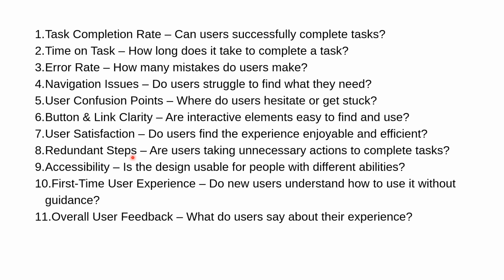Then redundant steps, or the users taking unnecessary actions to complete the task. This is also very important because they might be doing the same step again and again, and this will create a waste of time. Then accessibility, is the design usable for people with different abilities, that we have to see. This is where the interactive elements once again come into play. This is where you can have on-screen instructions or voice notifications or some kind of graphical interactions, as that will help the people with different abilities to perform the operation.